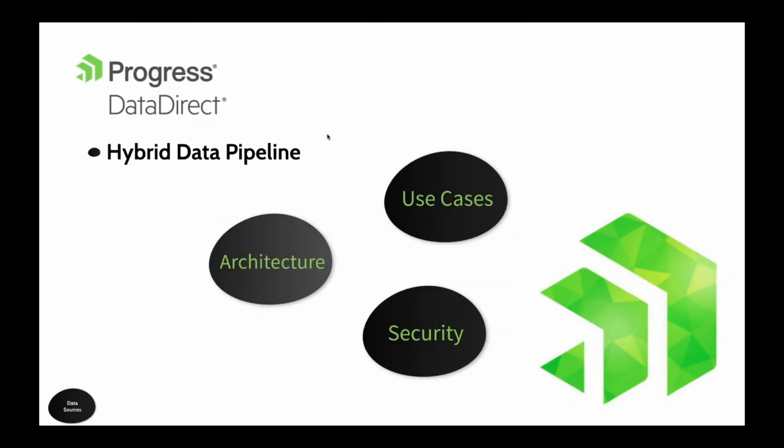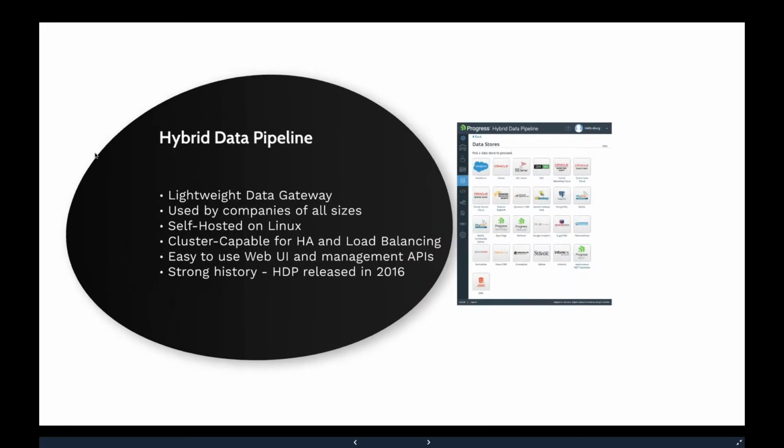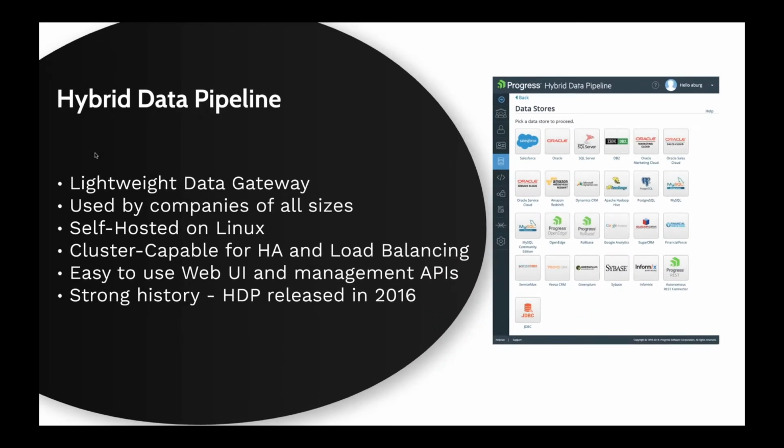Basically I want to go through a quick overview of Hybrid Data Pipeline, what the product does, how it works, some popular use cases, and then a little bit of the architecture of the product. So without any further ado, Hybrid Data Pipeline is our lightweight data gateway. And by that, it really serves a lot of different features. It can connect to data in a lot of different locations, a lot of different types of data sources.